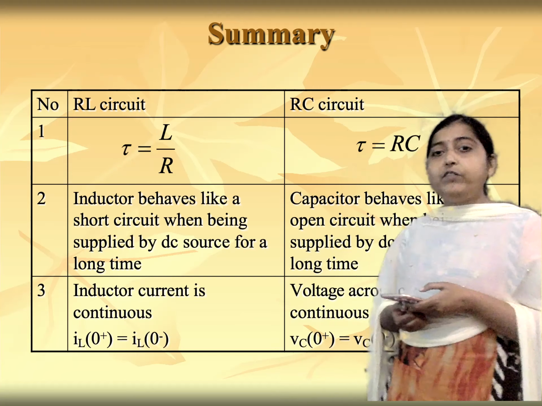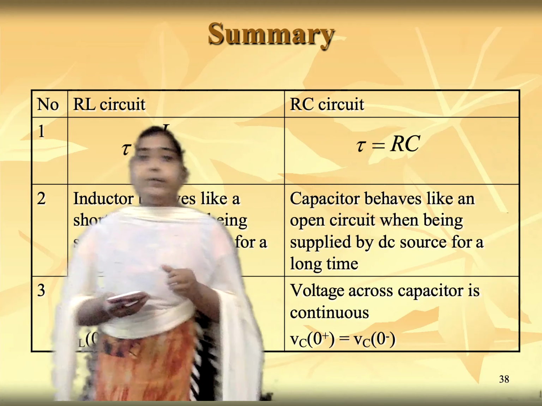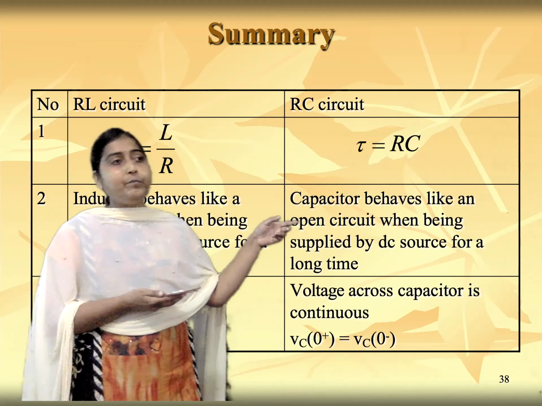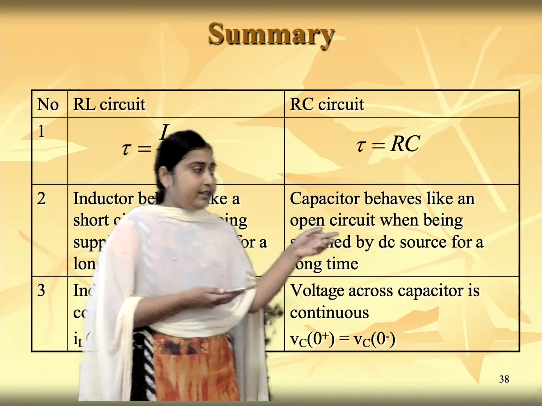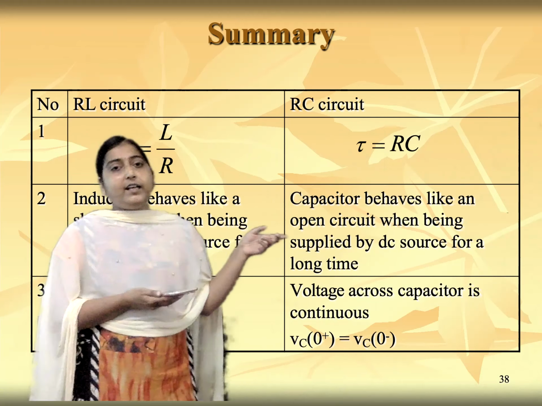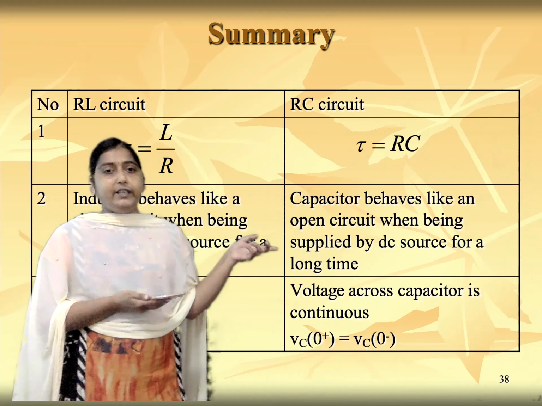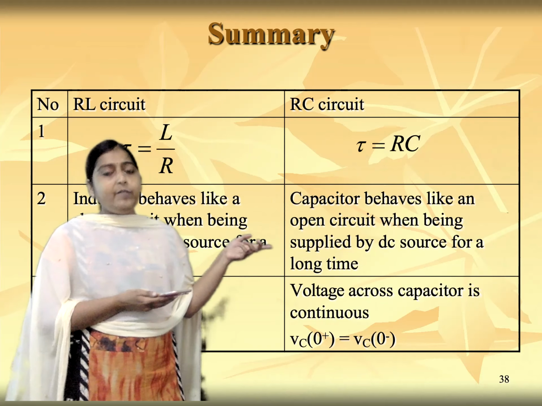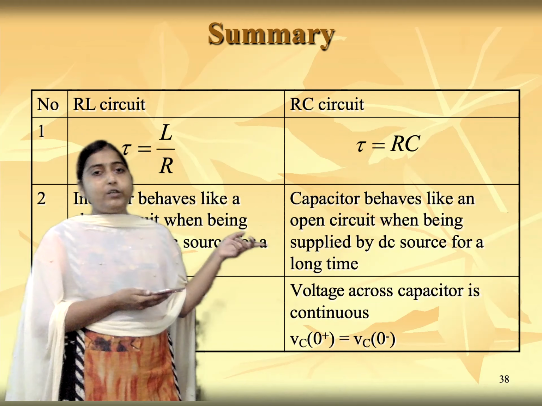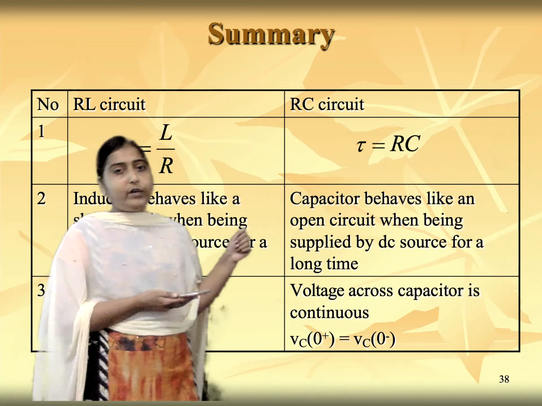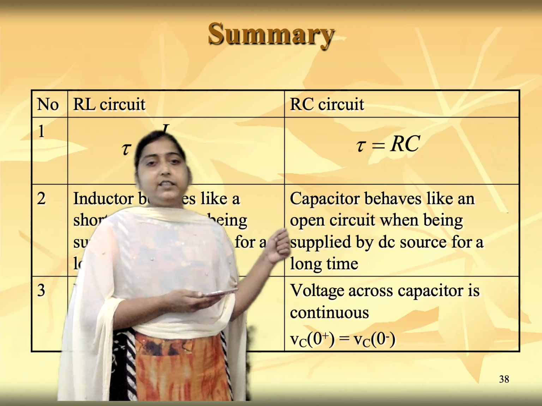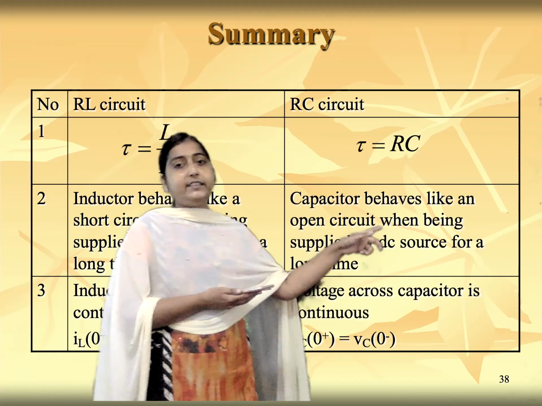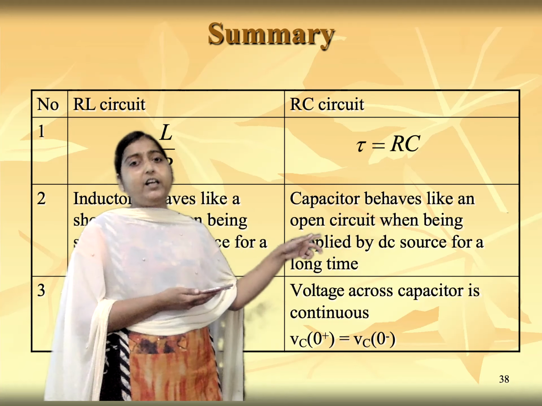Similar is the condition with respect to a capacitor. The current through the capacitor can be written as I equal to C dV/dt. So, if we supply a constant DC source across a capacitor, then the differentiation of voltage with respect to time will become 0. Hence, the current through the capacitor will become 0. As the current becomes 0, the capacitor behaves like an open circuit.